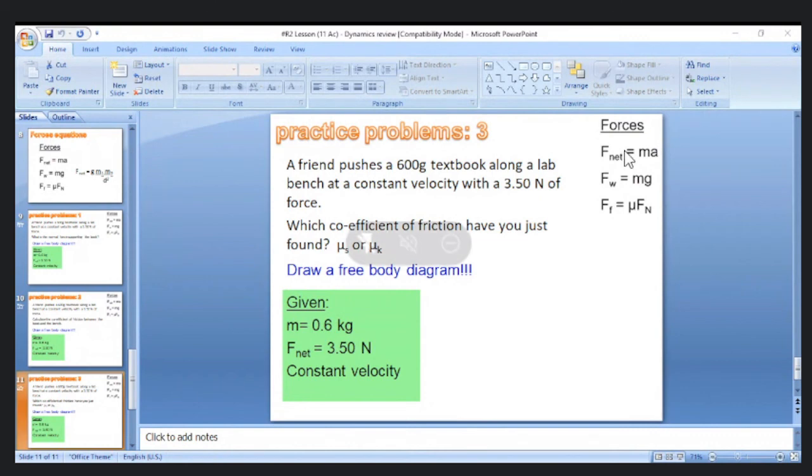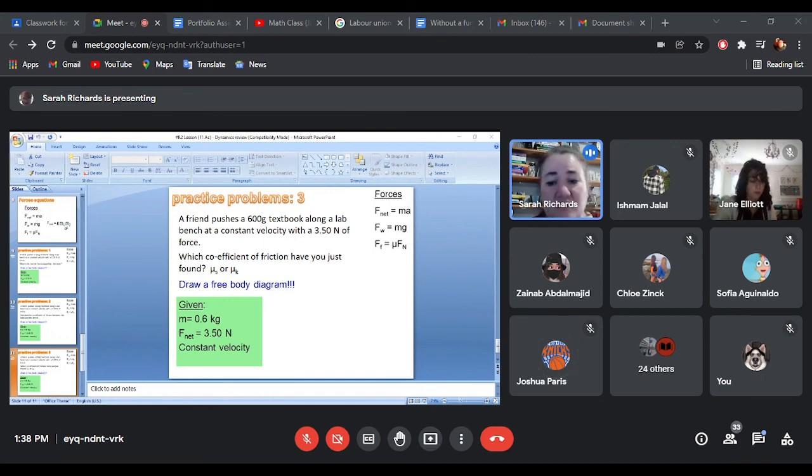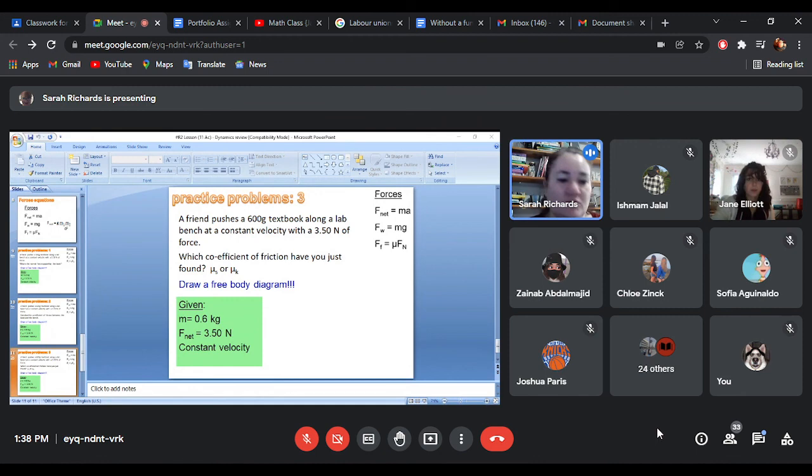So there's no math for this one. It's just, which one have we worked out? Is it kinetic? It is kinetic. Thank you, Joshua. You are so right. Because we're told in the question that the textbook is moving with a constant velocity. So it is already moving. So the friction that we've worked out is for the textbook that's already moving. So good answer. Thank you.